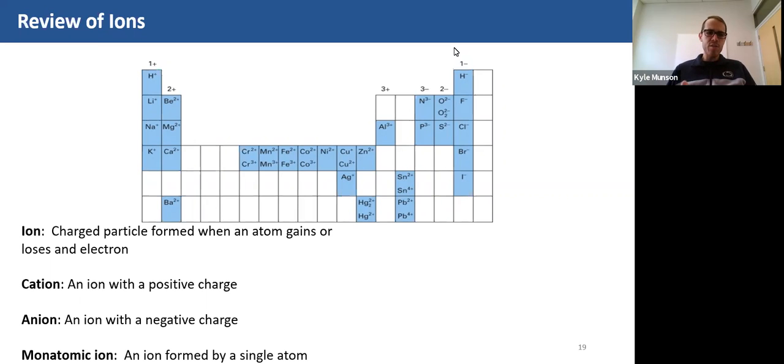An ion is just a charged particle formed when an atom gains or loses an electron, and that's something we've already seen. A cation is an ion with a positive charge, and an anion is an ion with a negative charge. Again, a cation is an ion with a positive charge, an anion is an ion with a negative charge. And a monatomic ion, something we've already seen before, is an ion formed by a single atom. This is just a review of things we've already talked about.